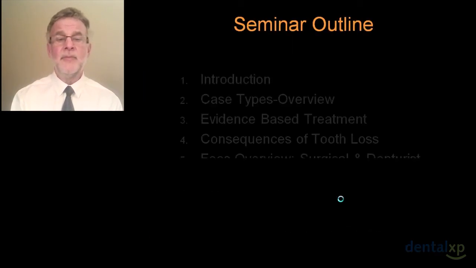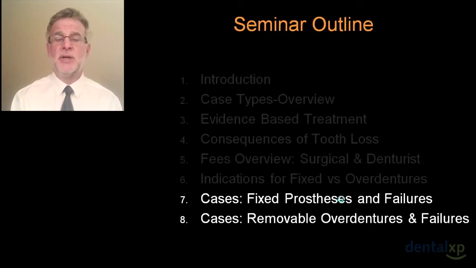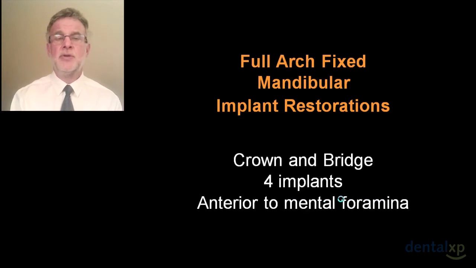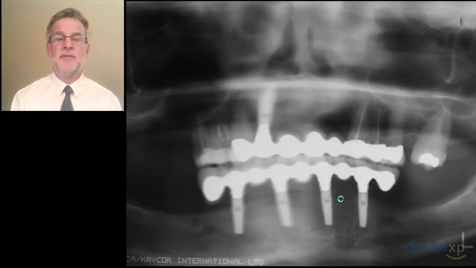So as we look now at actual cases, we are going to look at some fixed cases and failures and how we can deal with them, and of course removable overdentures, and we're going to look at dealing with complications as well. So just very briefly, we have many different categories of full arch fixed restorations. If we look at the mandible and a crown and bridge design with 4 implants, where all the implants have to be placed anterior to the mental foramen, in many cases we can have a very nice fixed restoration.